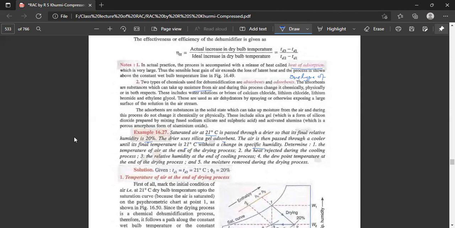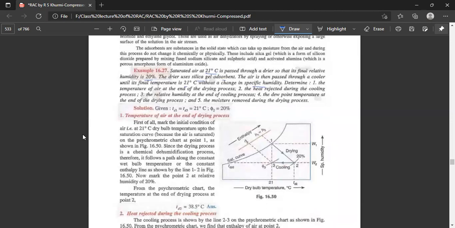So what is given here? It is the temperature TD1, the dry bulb temperature of the incoming saturated air. TD1 is 21 degrees centigrade. It is passed through a dryer so that the final relative humidity becomes 20%.